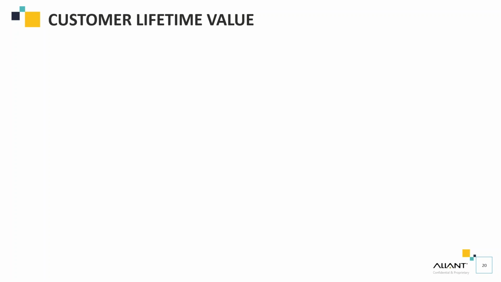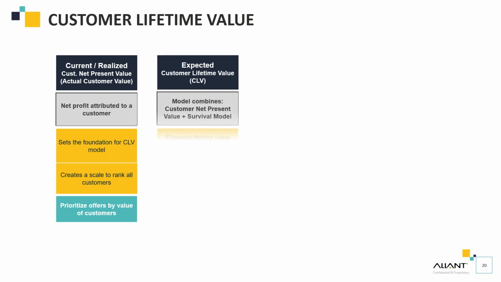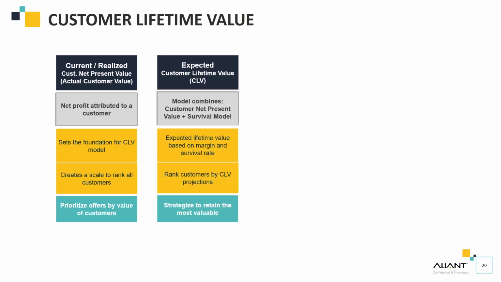Let's move on to customer lifetime value. I'm going to just show a few different approaches here, and this spans descriptive, predictive, and prescriptive as well. So the first one is current realized customer net present value. It's actual customer value, so really similar to an RFM model. It's the net profit attributed to a current customer, and it really just sets the foundation for a forecasting, future-looking customer lifetime value model, a CLV model.